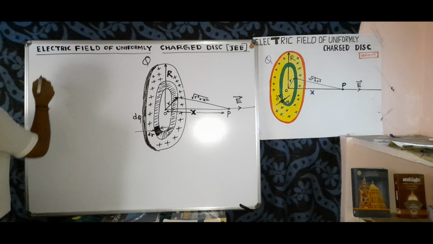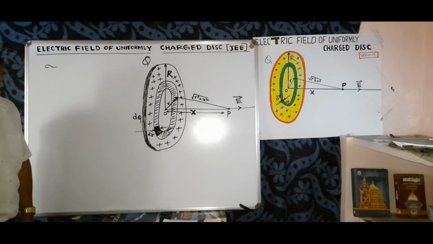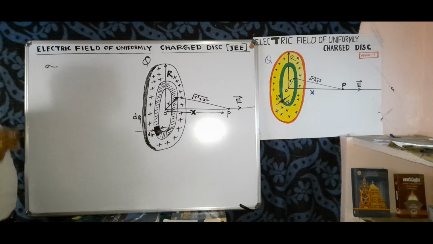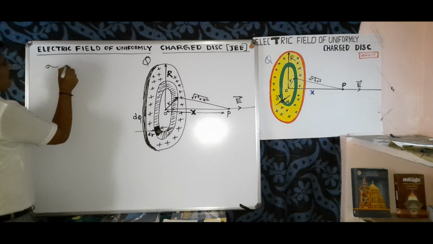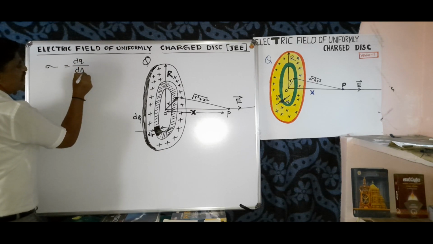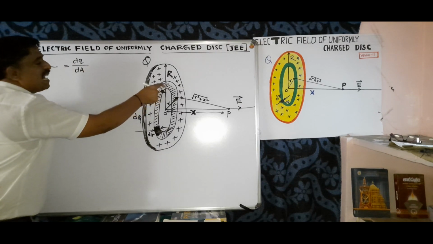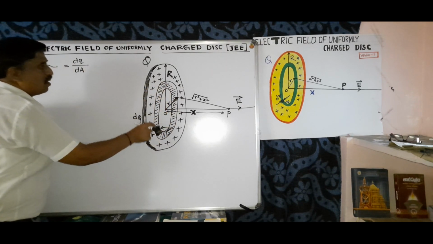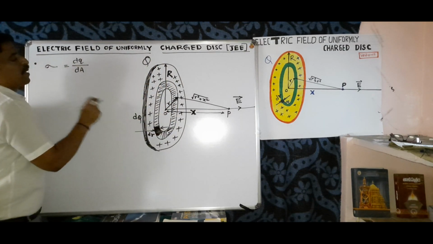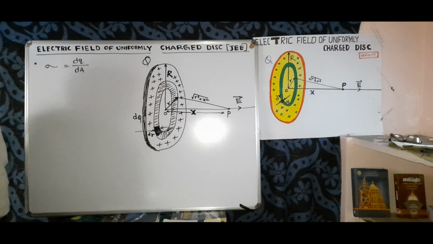Here, sigma represents the surface charge density. That is equal to dq by dA. dq represents the charge present on this smaller ring. The total charge on the disk is Q.